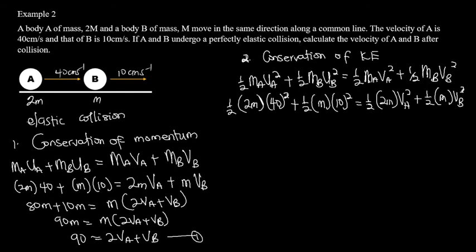So we will be left with what? Just 40 squared. Now 40 squared is what? 1600. So we have 1600 m for this side, plus now 10 squared is what? 100, and then multiplied by half, that becomes 50 m, is equal to, now over here the half will cancel this, so we have just m va squared, plus here we still have half m vb squared.